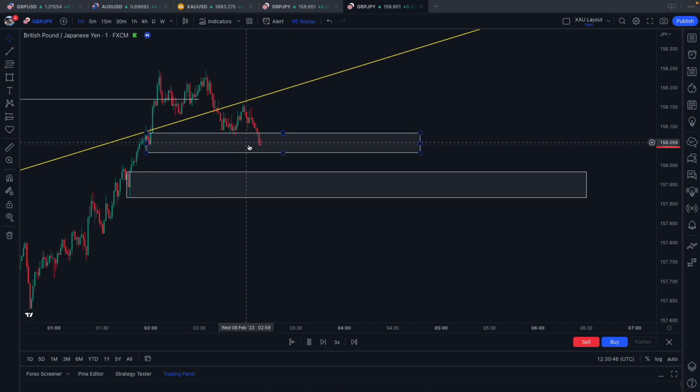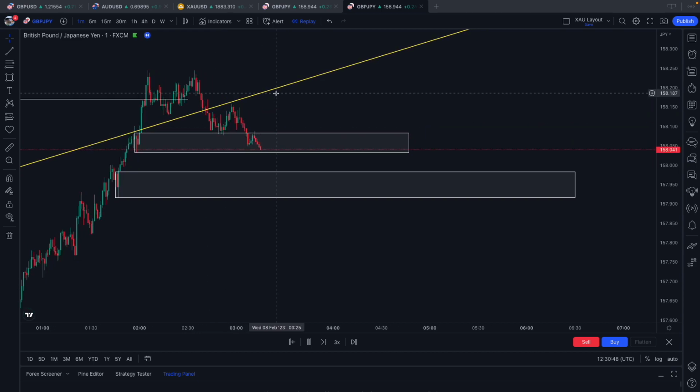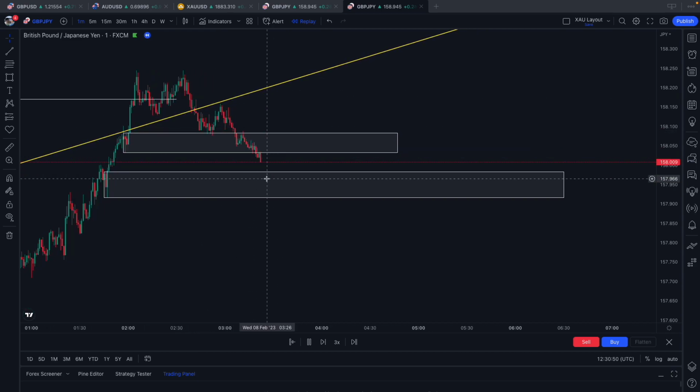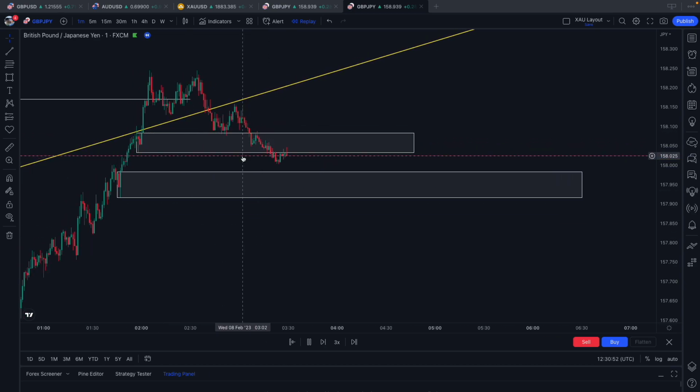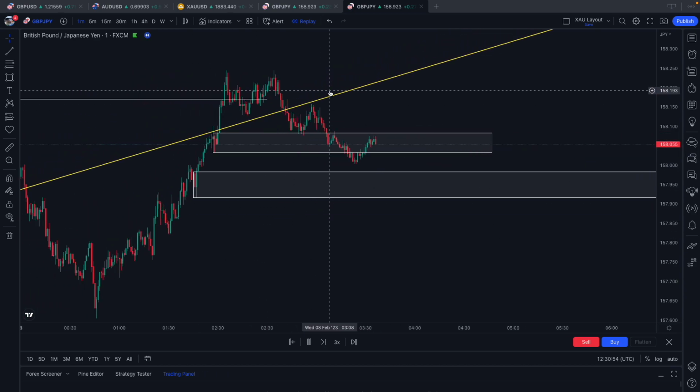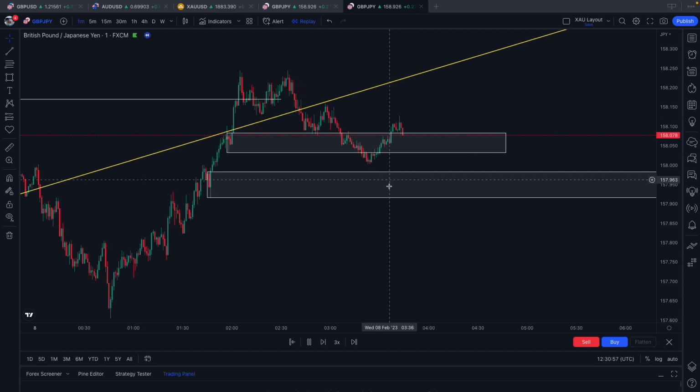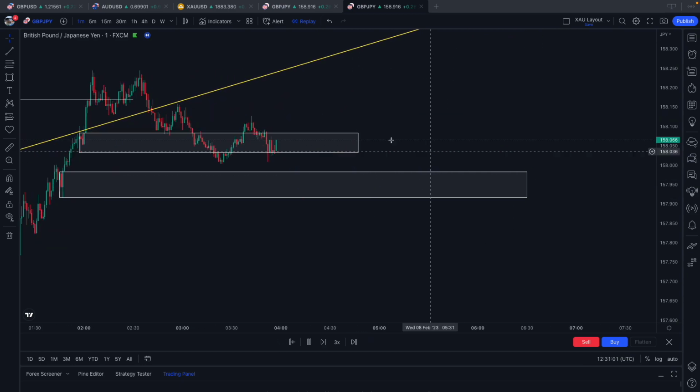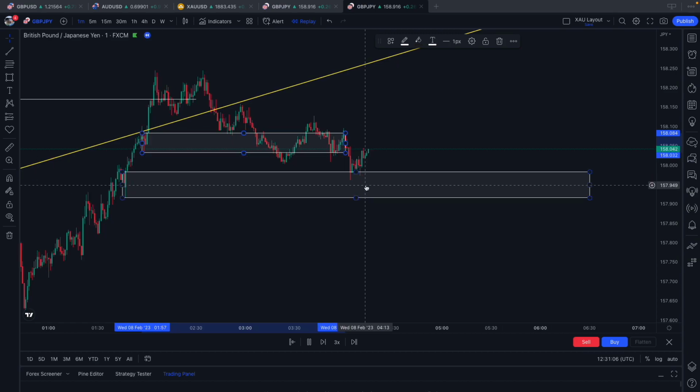So we've been delivered with a penetration of this zone. We want to see good rejection to the upside. Price looks to be trading beneath this, so there clearly wasn't enough demand here to trade price higher. Price is obviously looking to dig deeper into the markets. Price has now tapped into this.